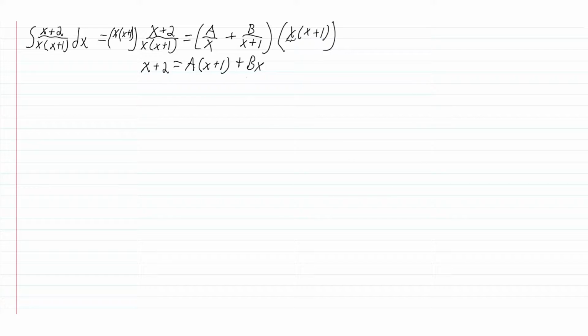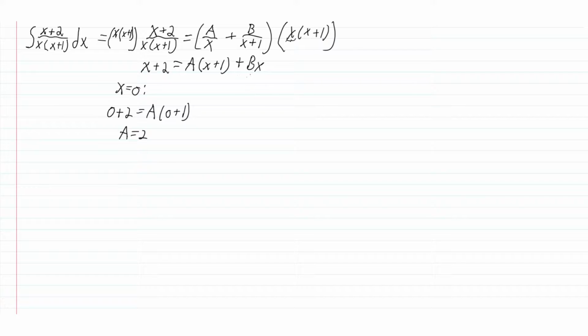And now, to solve for x, we need to make some smart choices. So if we want to solve for A, for example, we want B to go away. So we can do that by letting x equal 0, because that's going to multiply B times 0 and make it go away. And then we plug in 0 for x in the rest of the equation also. We'll get 0 plus 2 equals A times 0 plus 1. And when we simplify, we'll just get A equals 2.